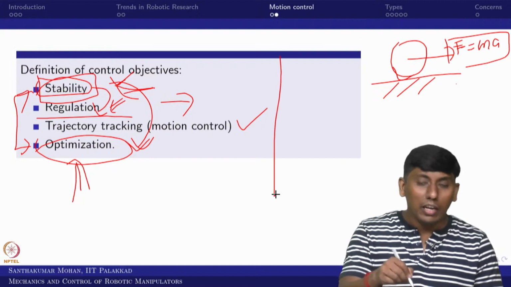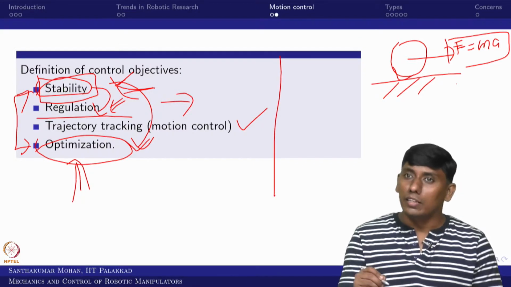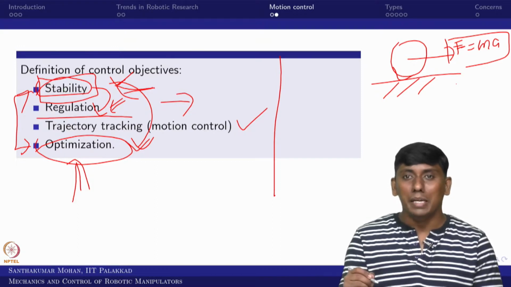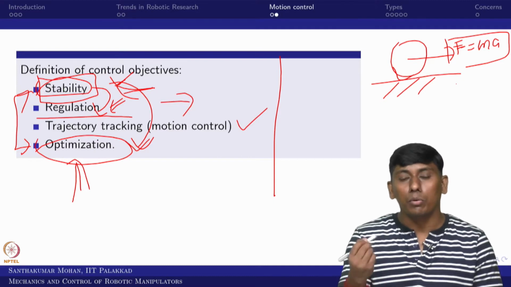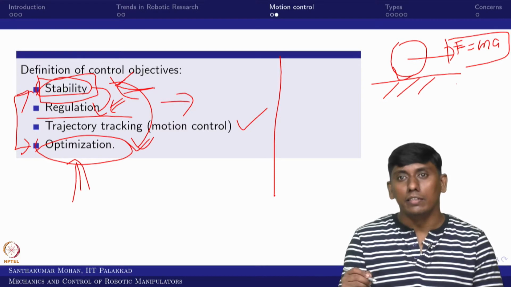In the next lecture we will see the types of motion control, and then we will move to one basic idea of robot manipulator control, and we'll see some examples in the numerical case.